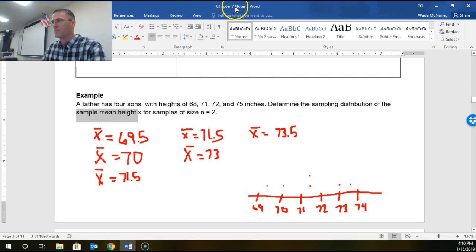So make those a little bit bigger here so we can see those values. So there's my dot plot for it.